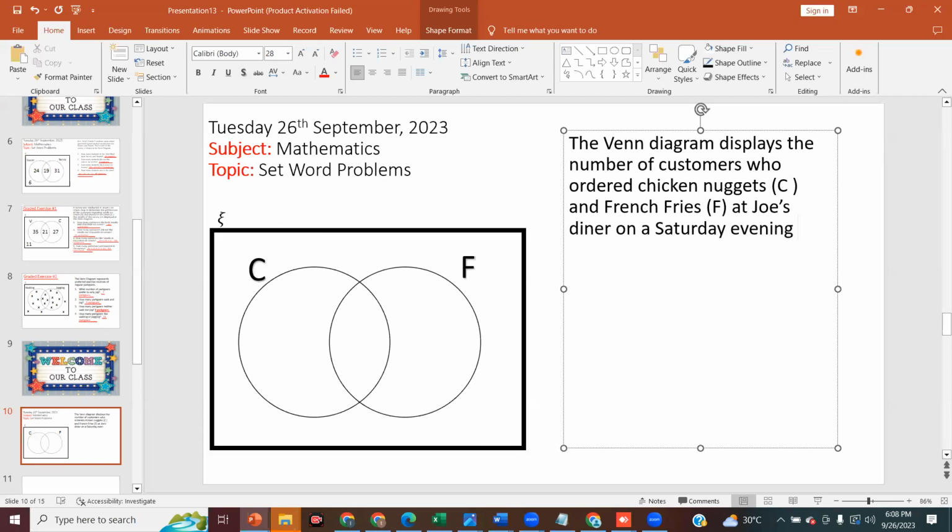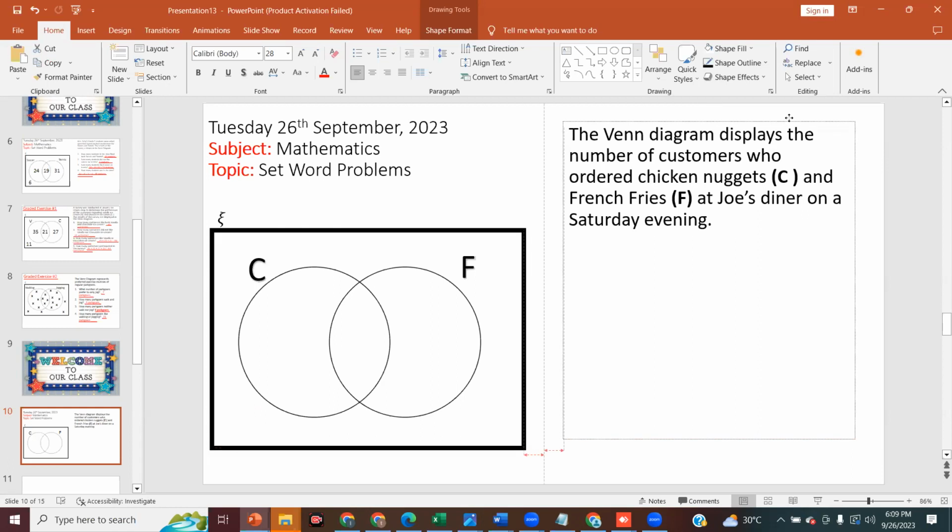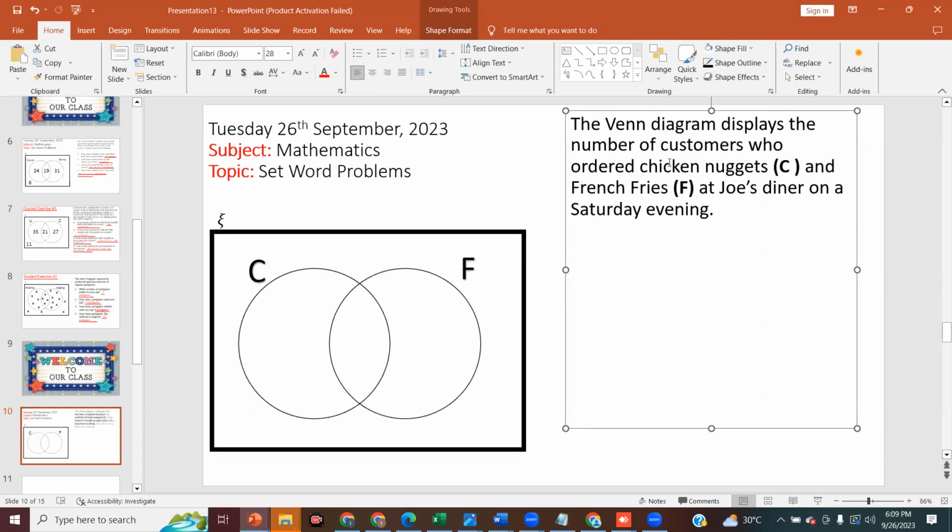So what does the C represent in the diagram? Anyone could tell me what does the C represent in the diagram? Chicken nuggets. Boy, Latali, you hungry? You said that so fast. I just ate. Okay. And F is what? French fries, right? So the C is for chicken nuggets, the F is for French fries.